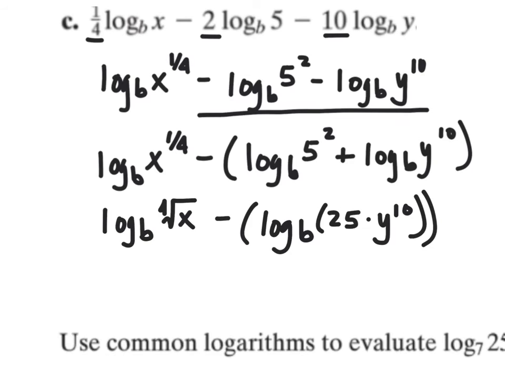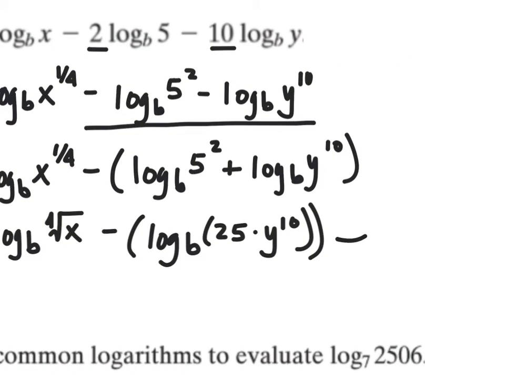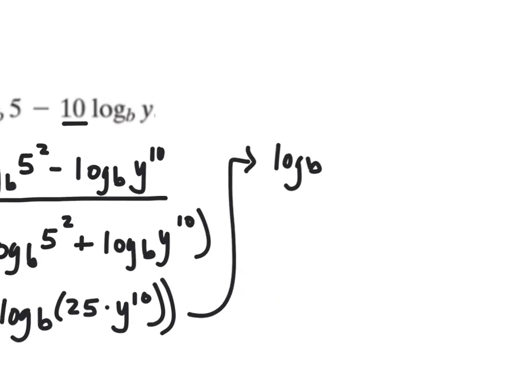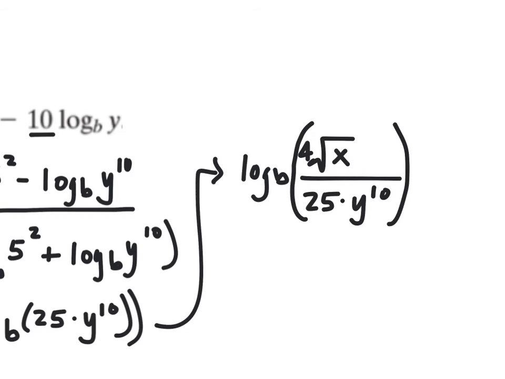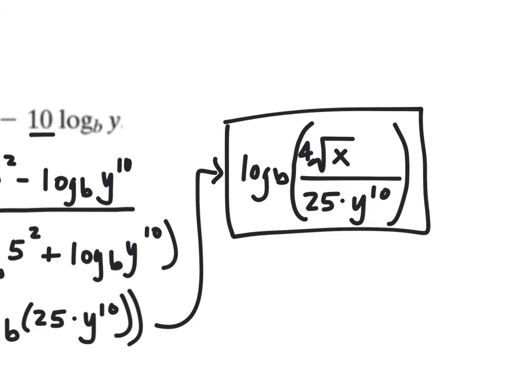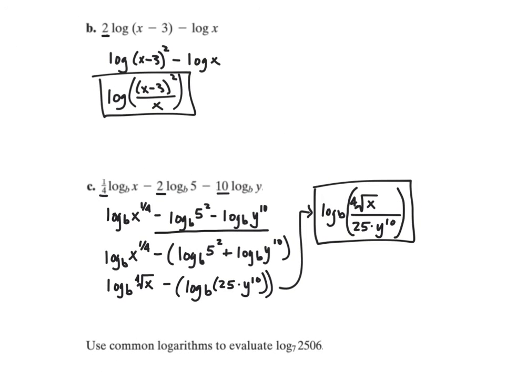Now when I subtract, here's what we'll get. We're going to do this up here. So we're going to get log base b of the 4th root of x divided by 25 times y to the 10th. And that is my single logarithm. And we can't go any further than that. That one's tricky, but it's really important that we went over that, because this step from here to here is crucial, and that's what makes it a little bit simpler.